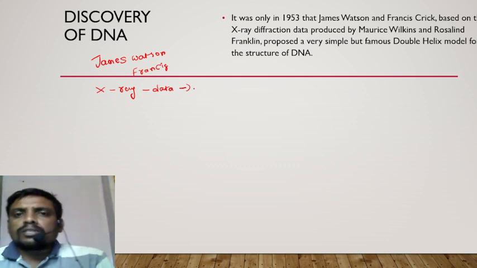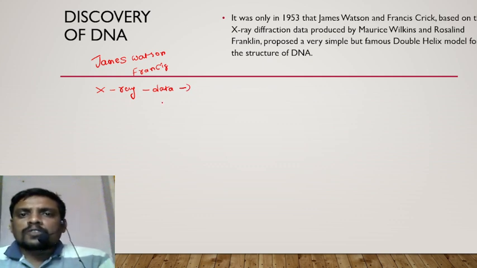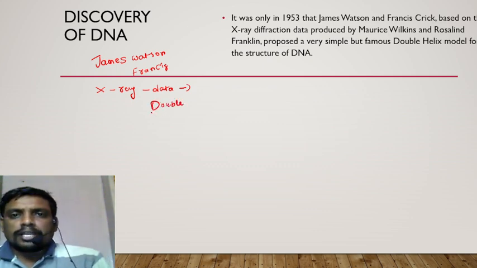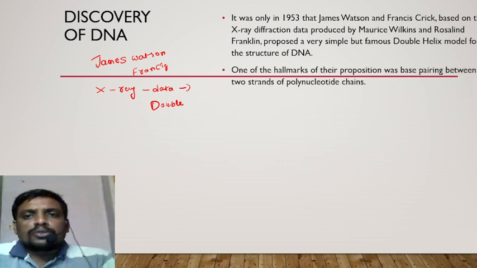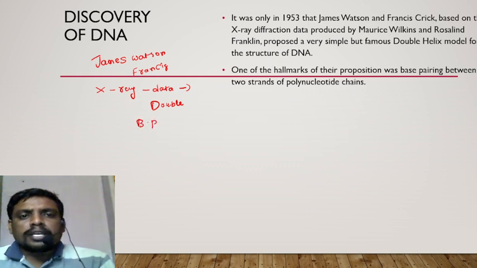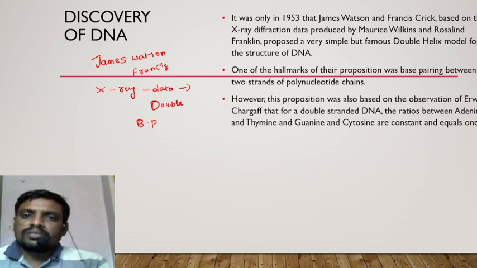The X-ray diffraction method produced data by three major scientists like Maurice Wilkins and Rosalind Franklin, who proposed a very simple, famous double helical structure for the DNA. One of the hallmarks of their proposition was base pairing in between the two strands of polynucleotide chains.